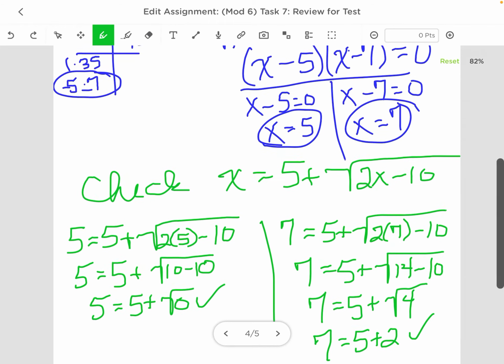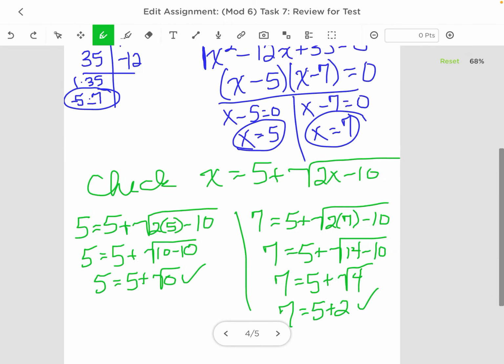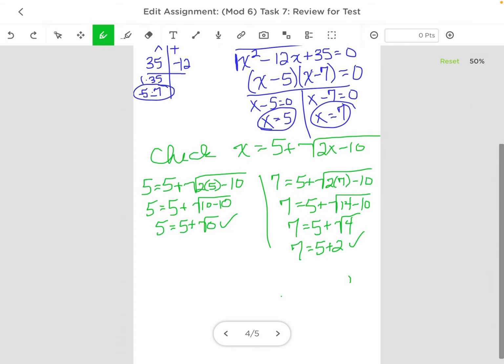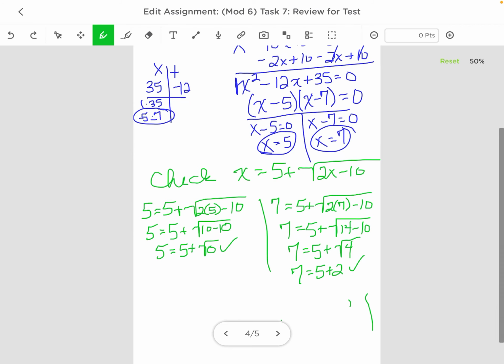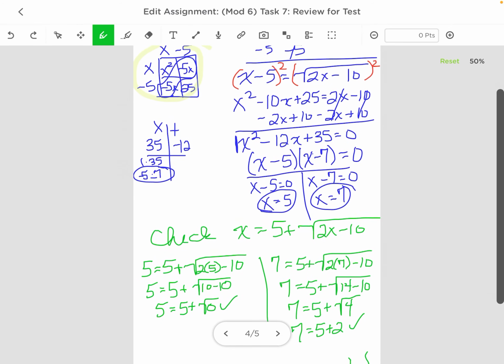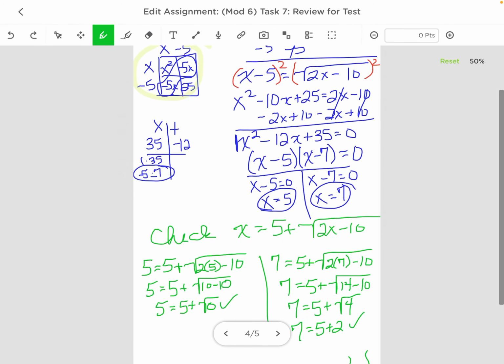So that one works. So in this case, they both work. So remember, with your even radicals, which I did have here, you always need to check for the extraneous. Sometimes you'll have one extraneous, sometimes you'll have two, sometimes you'll have none. This time they both work, so I would list both answers, 5 and 7.